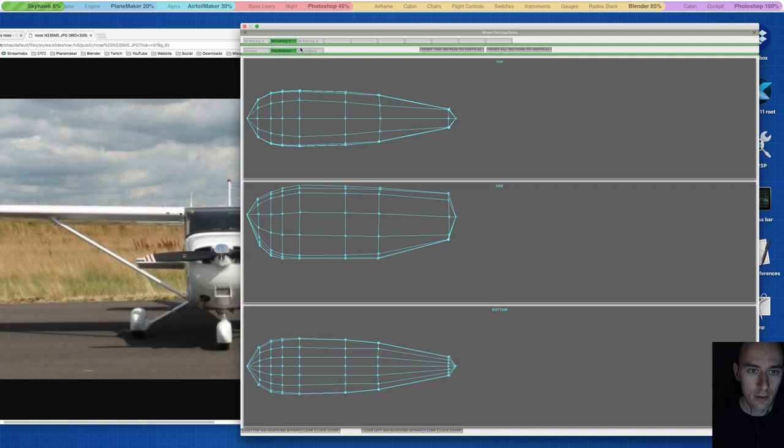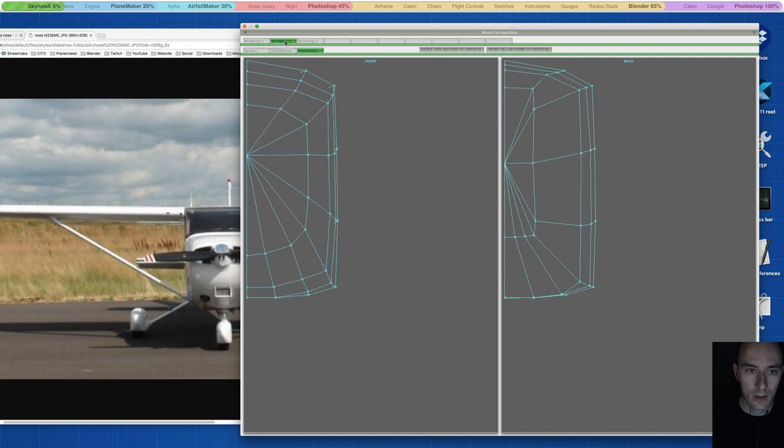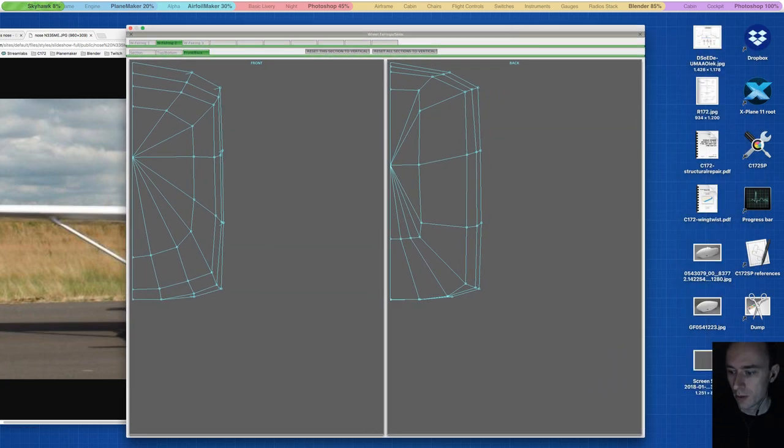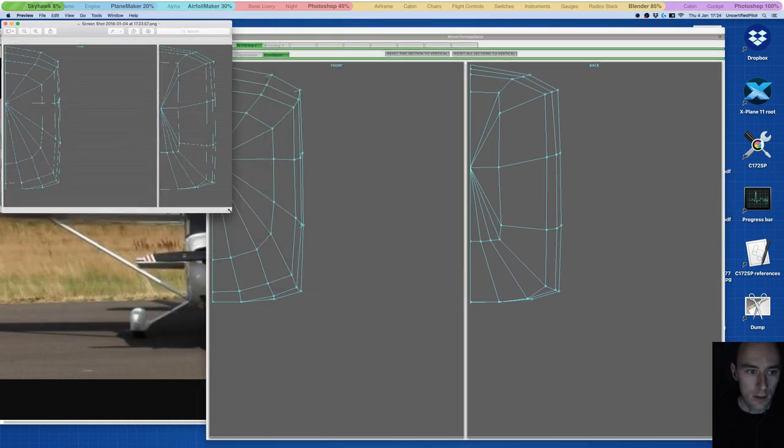Very, very good. With this one as well, we need to do the same. Okay, we could make a screen dump to make things a bit more consistent.